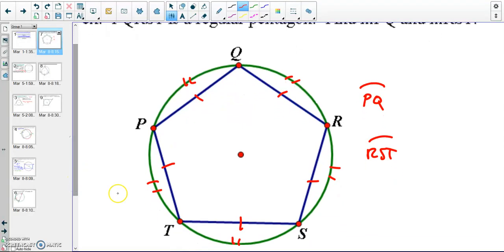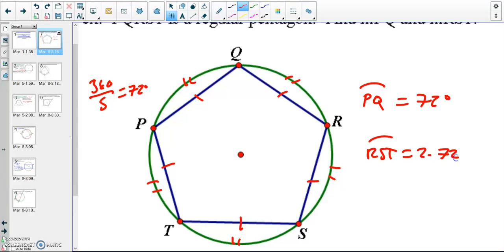Well, the whole thing's 360. It's divided up into 5 congruent arcs. So each arc is going to be 72 degrees. So then arc PQ would just be 72 degrees. Arc RST, well, that's just going to be 2 times 72, so it's going to be 144 degrees.